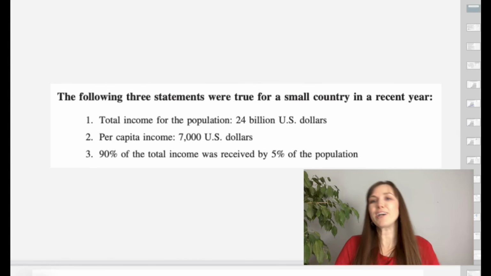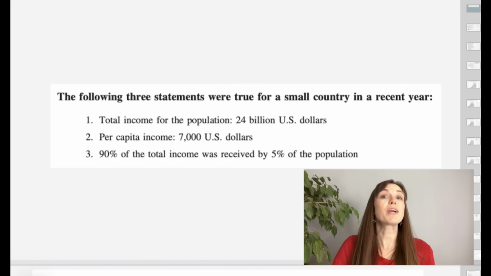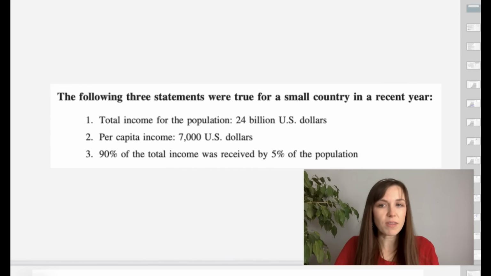Okay, we're moving past the chart on to some new questions. The following 3 statements were true for a small country in a recent year. 1, the total income for the population, $24 billion US. 2, per capita income, $7,000 US. Now remember, per capita sort of means average. If all the income was added together, that 24 billion, and divided by the population, you get 7,000. And 3, 90% of the total income was received by 5% of the population.